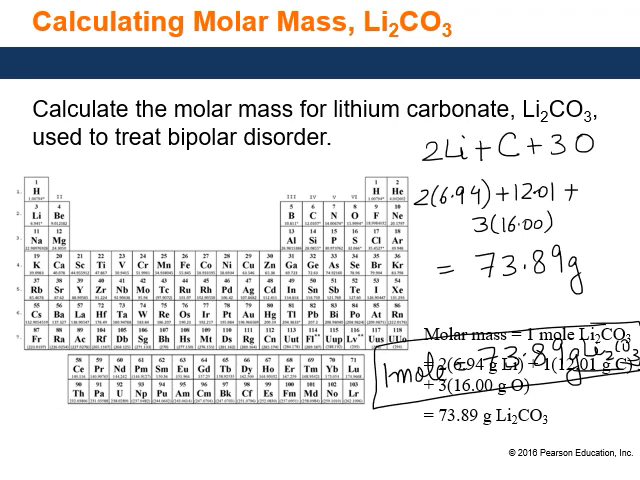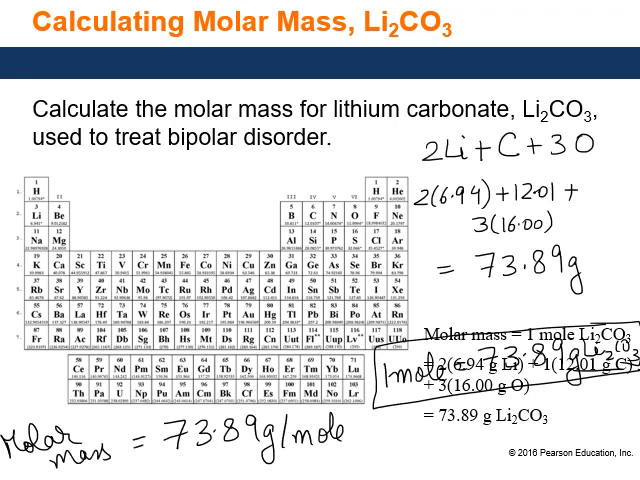Now, because molar mass is the mass of 1 mole of a substance, sometimes the unit is written as 73.89 grams per mole. Per mole means the mass of 1 mole of a substance, right? So if I ask what is the molar mass of Li2CO3, it is 73.89 grams per mole. This is also a very commonly used unit. When I say grams per mole, I'm talking about the mass of 1 mole of that substance. So that is molar mass. That's how you find molar mass.